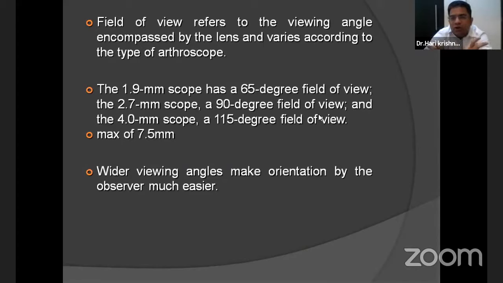The field of view refers to the viewing angle encompassed by the lens and varies according to the types of arthroscopes. So a 1.9 mm scope has a 65 degree field of view. What we usually use is a 4 mm scope, which has a 115 degree field of view. The wider viewing angle gives more orientation and makes it easier to see.